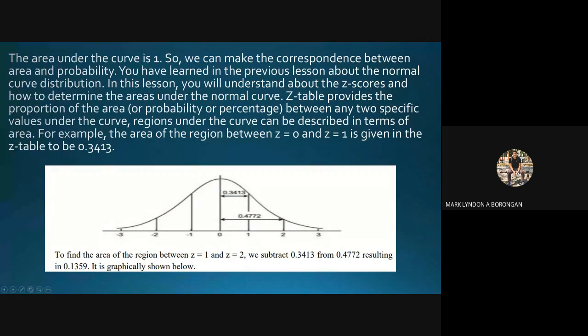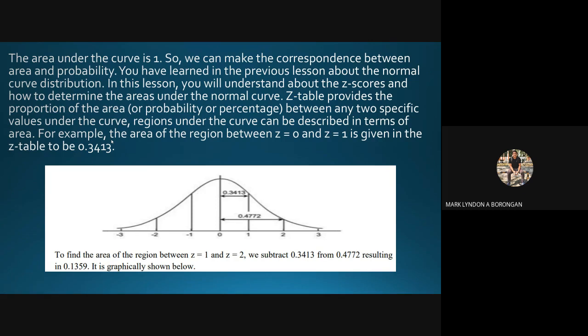So the z table provides the proportion of the area or the probability or percentage between any two specific values under the curve. Regions under the curve can be described in terms of area. So for example, the area of the region between z equals 0 and z equals 1 is given in the z table: 0.3413.